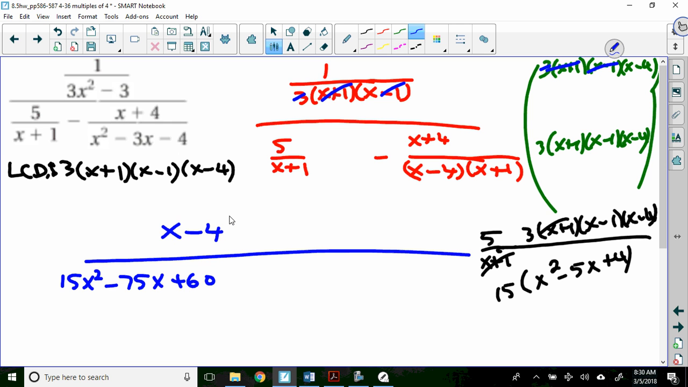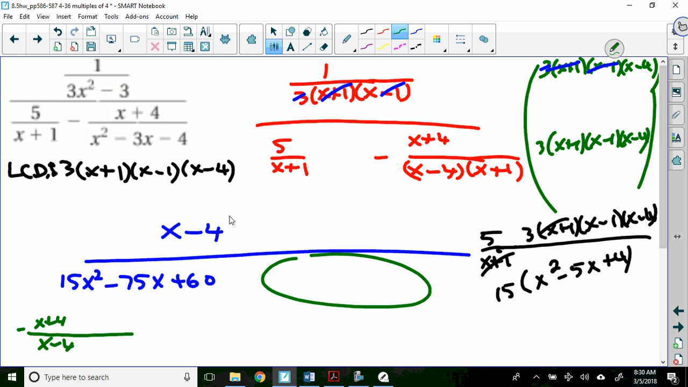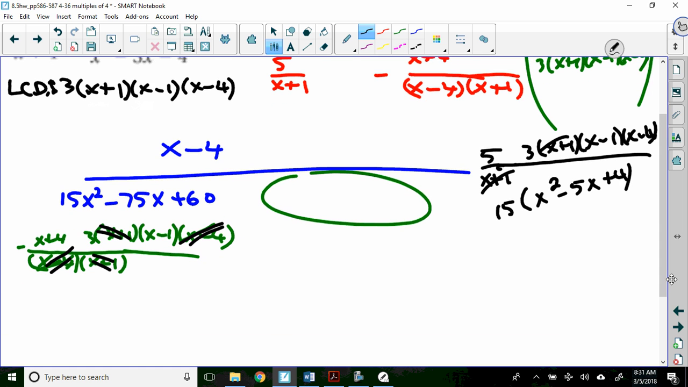In the bottom right, I have negative x plus 4 over x minus 4 times x plus 1. I'm going to be multiplying that by 3 times x plus 1 times x minus 1 times x minus 4. So the x minus 4's cancel. The x plus 1's cancel. Oh, man. So I got x plus 4 times x minus 1, which is going to be x squared plus 3x minus 4. And I'll be multiplying all that by negative 3.